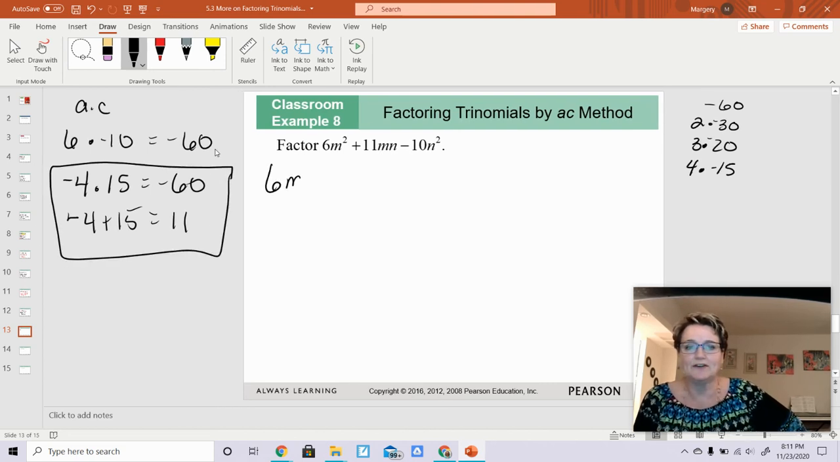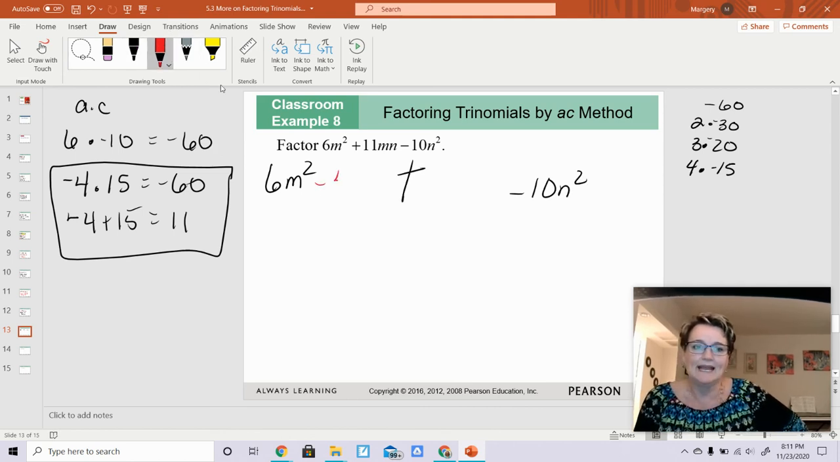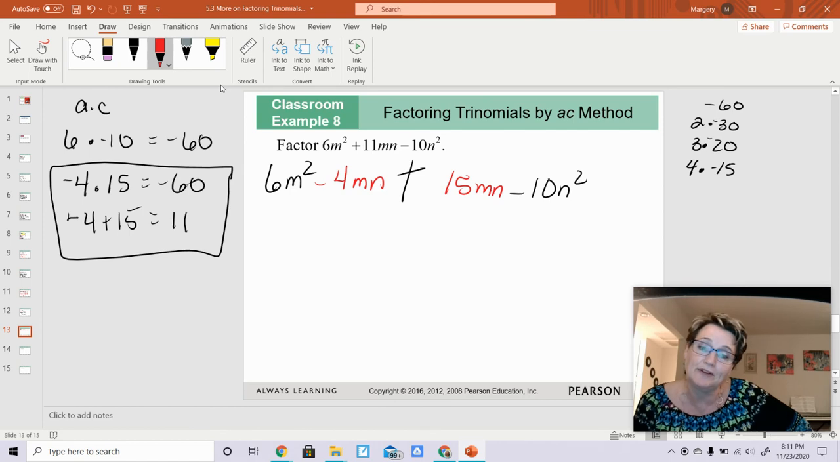So we have the first term. We have the last term. We put a plus sign in the middle. I have a negative 4mn here, and we have a positive 15mn here. Remember, whatever your term is in the middle, that's what you use.